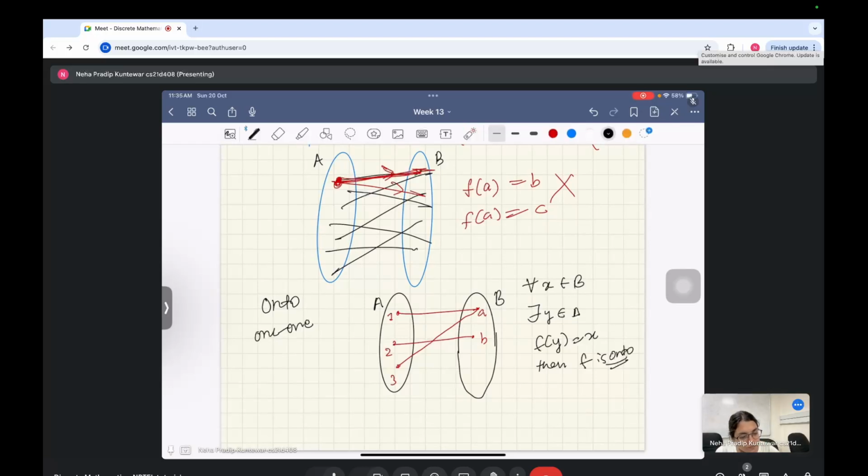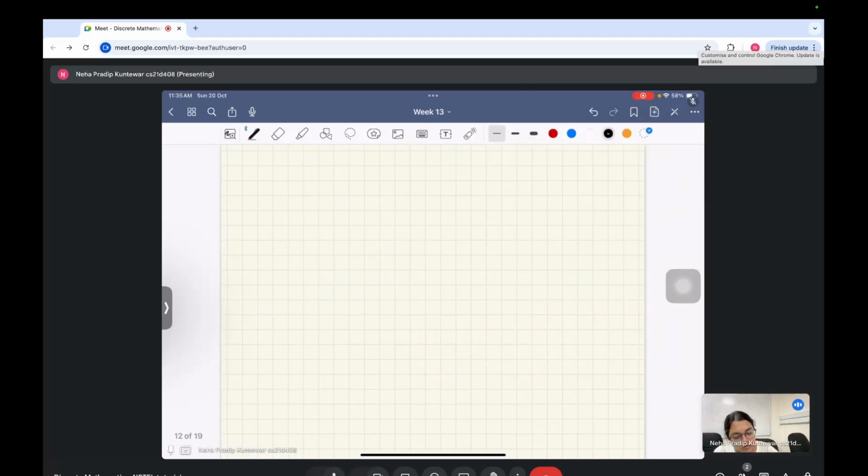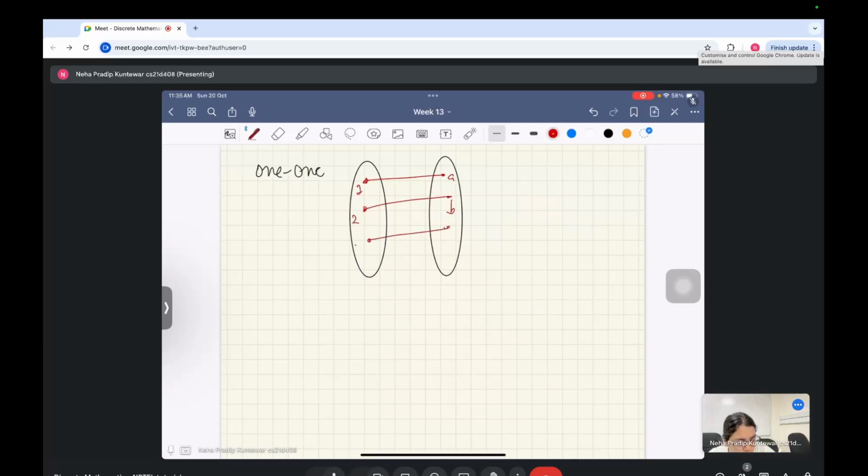And what does one-to-one mean? So one-to-one is simply that you have a set here, you have a set here, and you have some element 1 here, it goes to A, some element 2 here, it goes to B, C, and D, let's say. Now let's say I add one more vertex here, and 4 also goes to C.